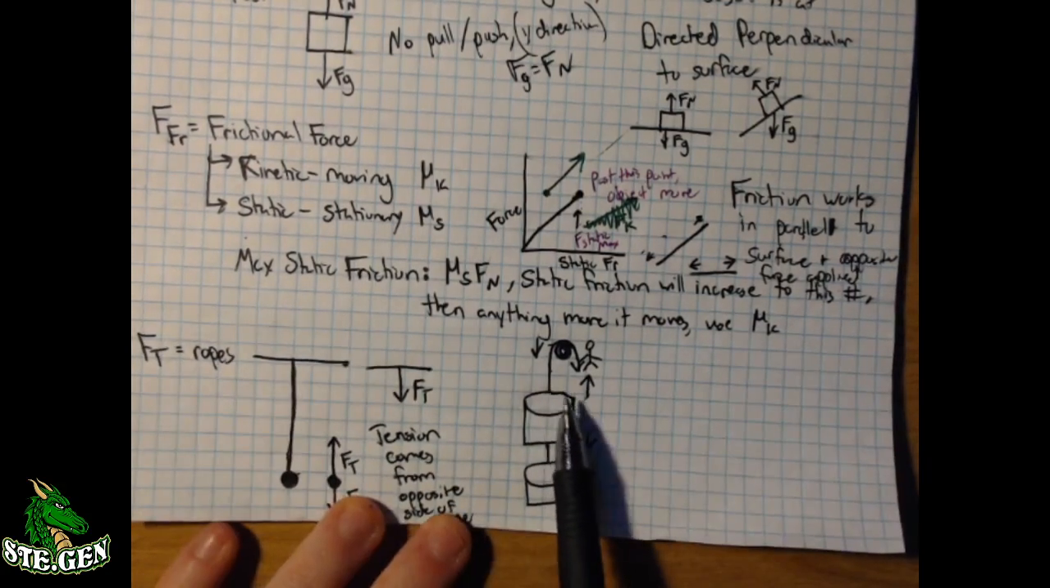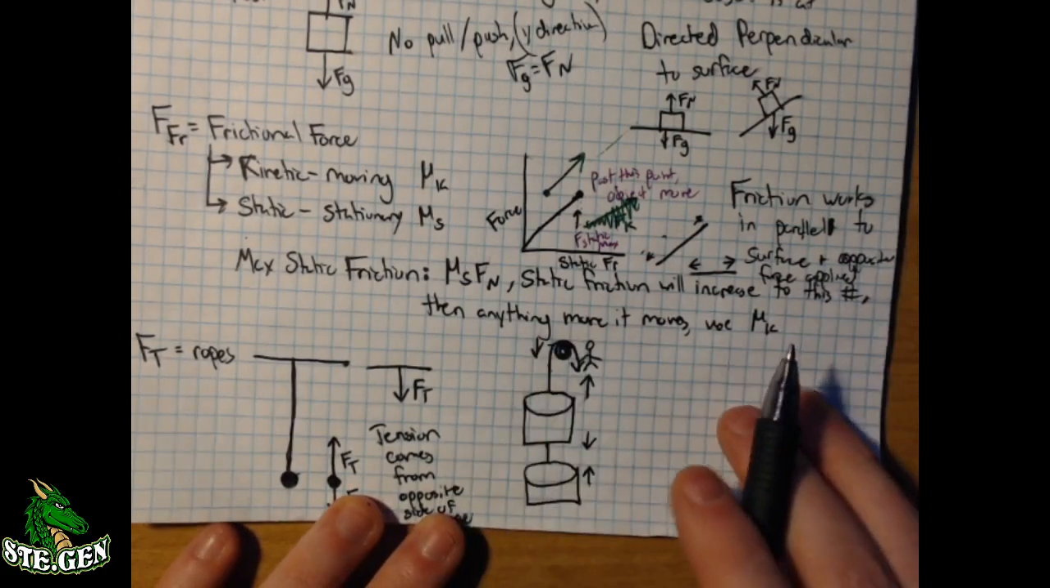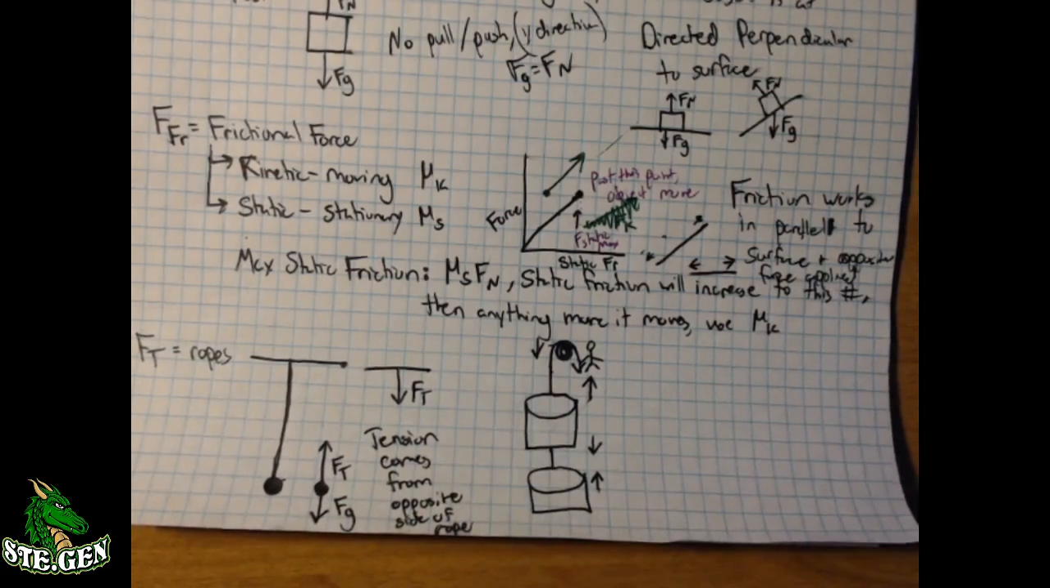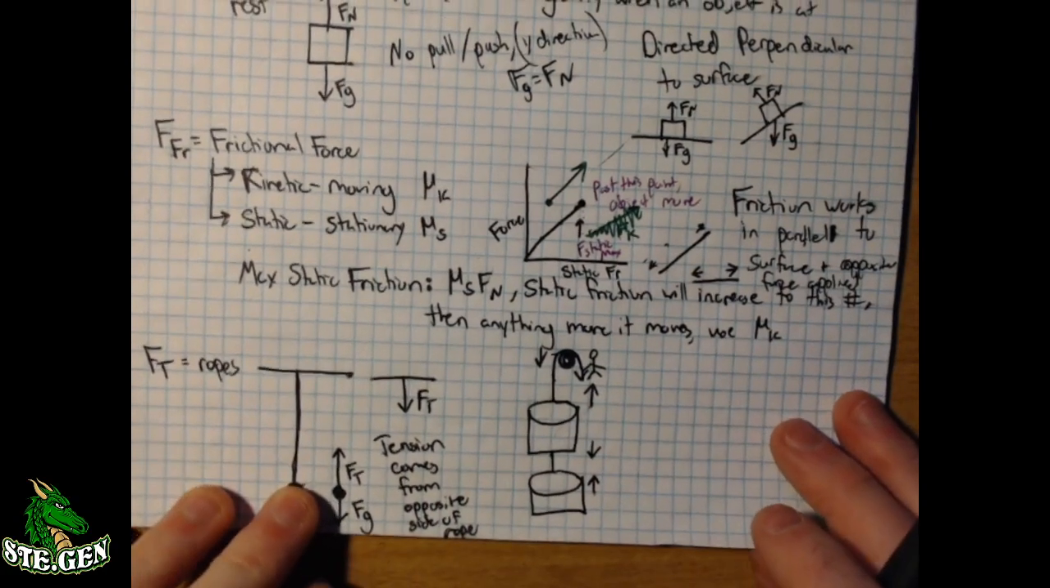That's why if you were to have this on here and it's not supported, the rope would just go upwards, because that's the way the force is going. You'd have to pull downwards on it to prevent it from moving upwards. That's the direction it would want to go.